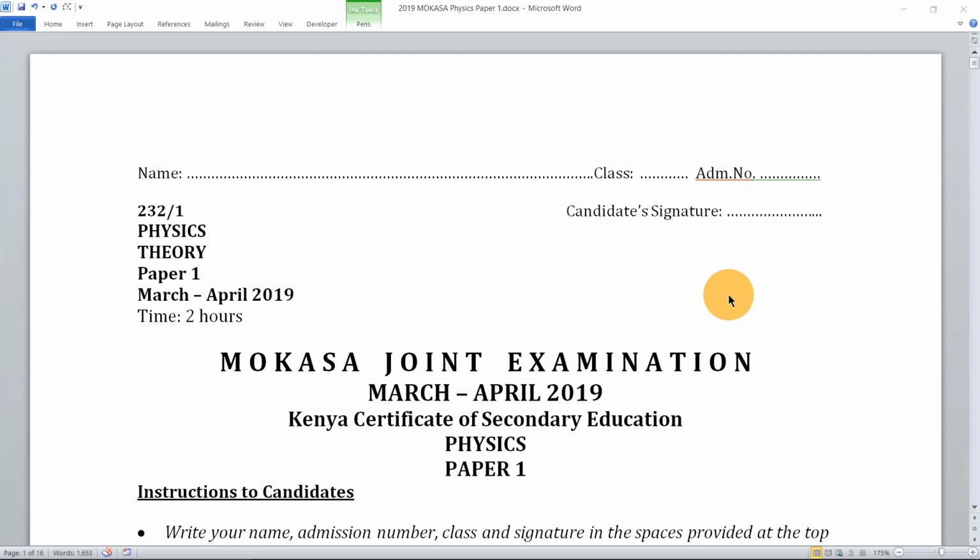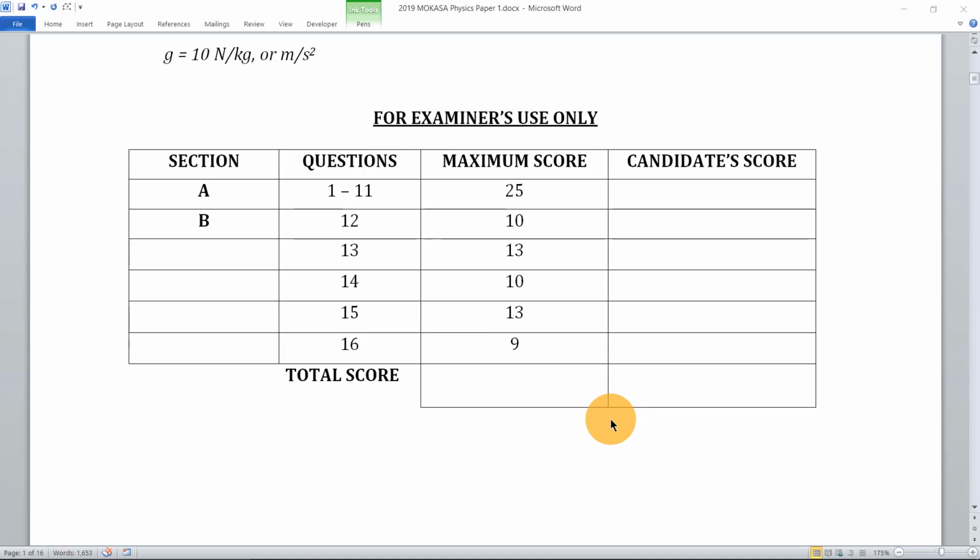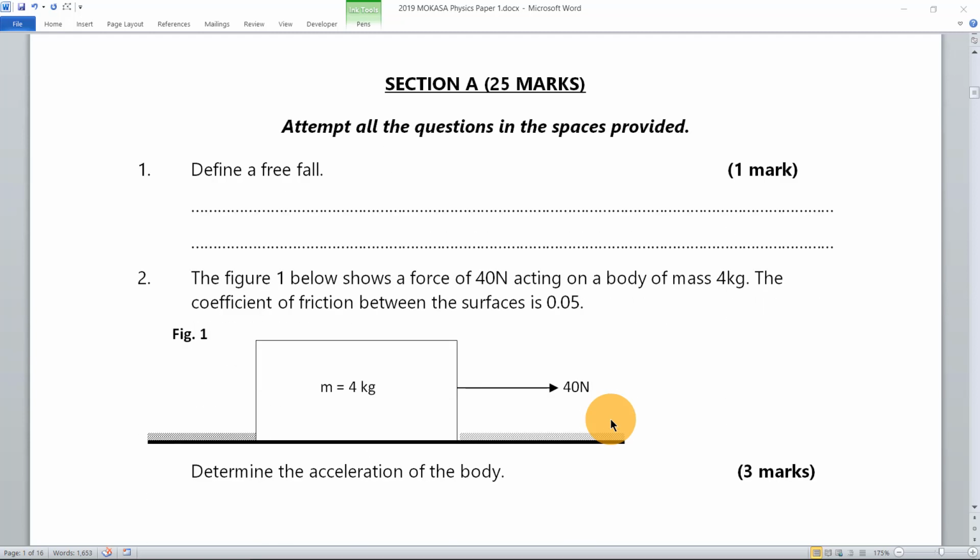So in this video, I'm going to provide solutions to the MOKASA joint examination, March-April 2019, Physics Paper 1. And let's go straight to the first question. Section A, the first question. In the first question, we are asked to define free fall.